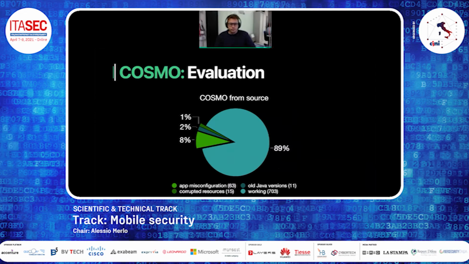Well, speaking about COSMO from source, the majority of build failures are related to app misconfiguration. And these app misconfigurations can be solved by the developer, and it is quite easy to resolve these problems. Speaking about corrupted resources or old Java versions, it's the same. You just need to update your resources or your Java version.